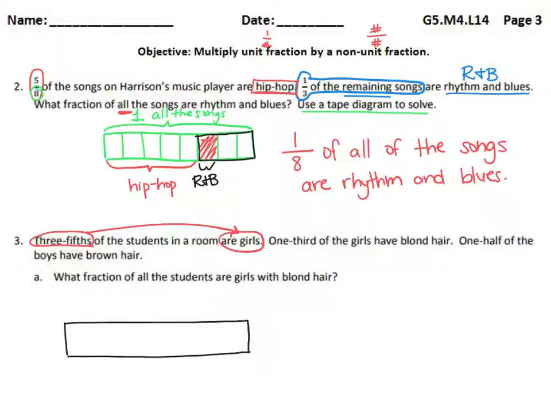1/3 of the girls have blonde hair. I'm going to switch colors, so I know this is different. 1/3 of the girls have blonde hair. And then the other thing says 1/2 of the boys have brown hair. We don't need that for this question yet. What is the fraction of all the students that are girls with blonde hair?